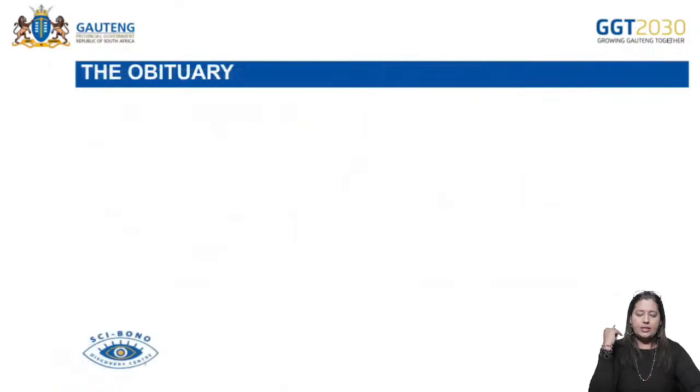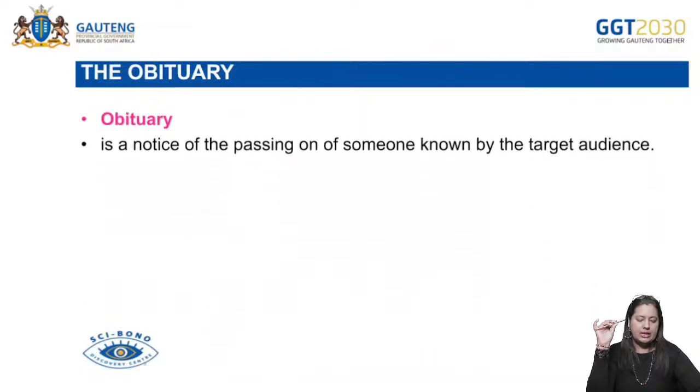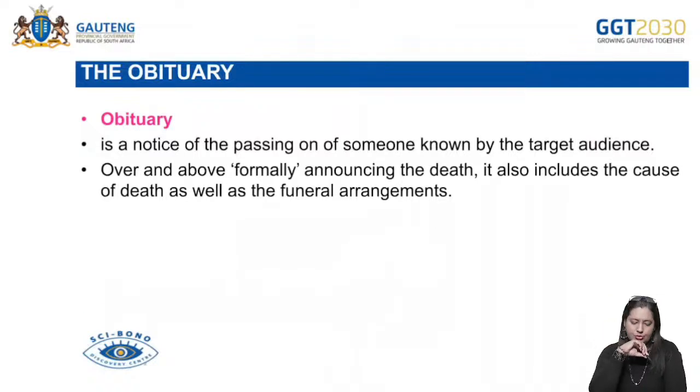Okay? And then the obituary, grade 12s. Remember, the obituary, please, is not always going to be there, but if it comes out there in the paper, you need to be ready and you need to take note of certain things. And that would be the issues that I'm talking about here. Remember, it's a notice of a passing on of somebody who is known by the target audience, which is the people who are going to attend the funeral here.